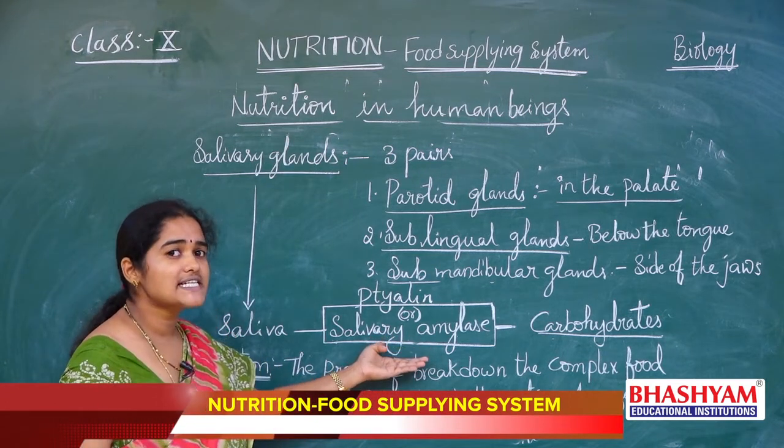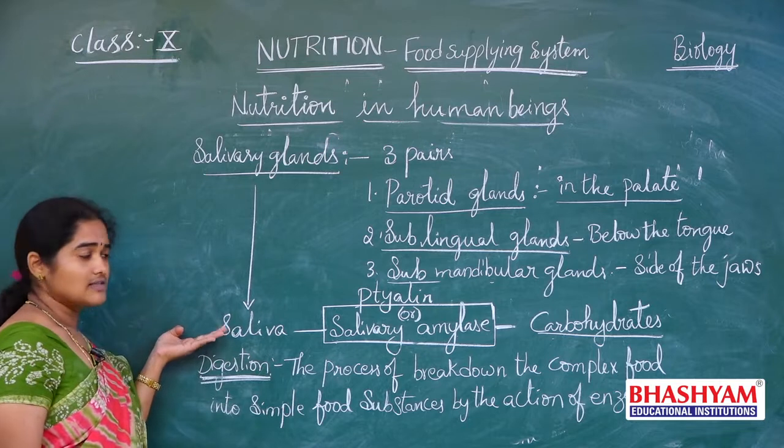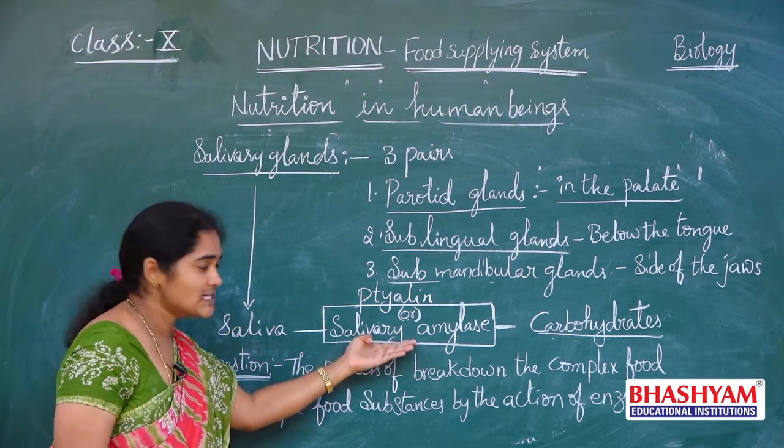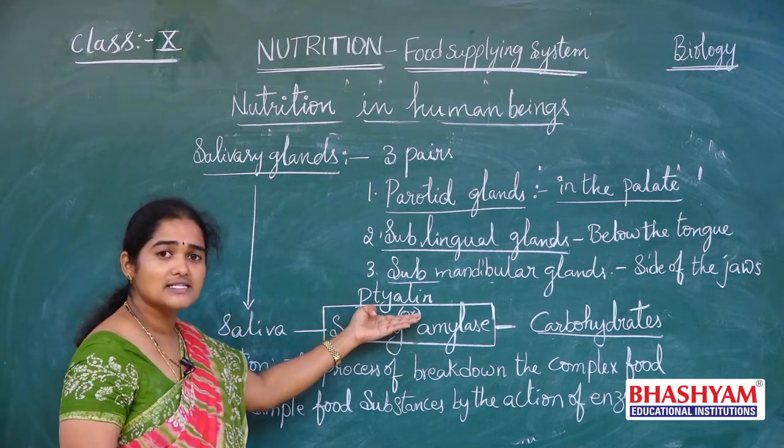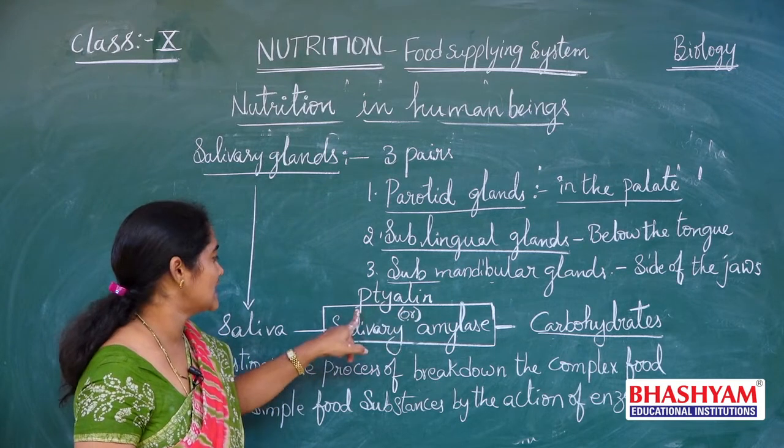So what is the enzyme present in the saliva? Salivary amylase. What is the other name for salivary amylase? Ptyalin. P silent here.